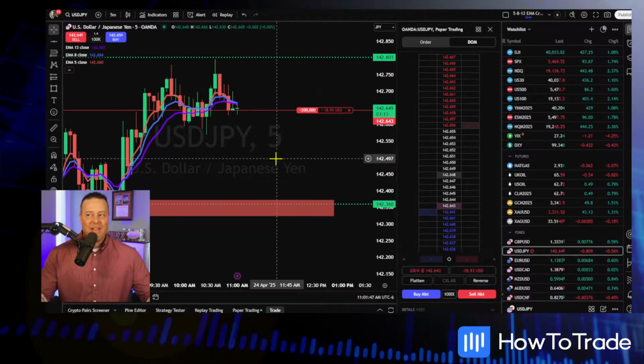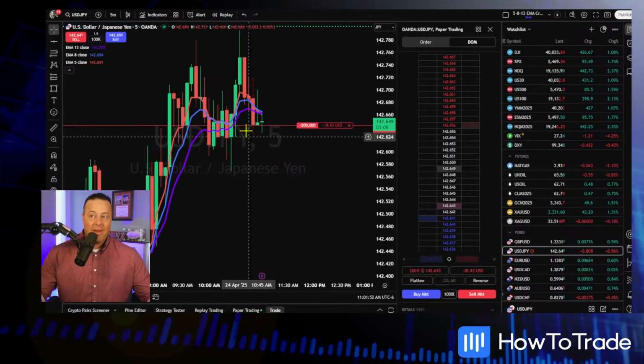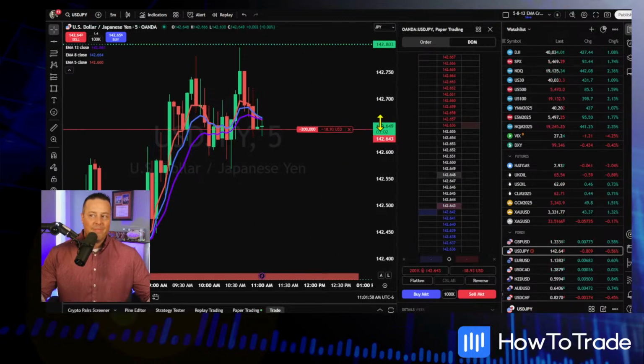Let's go ahead and let this thing play out for a few minutes. Maybe we get blown out, maybe we don't. But right there, our conditions are met. 5 crossed onto the 8. You got the bar closed beneath all three of the moving averages. Sell it. That's high impact scalping.